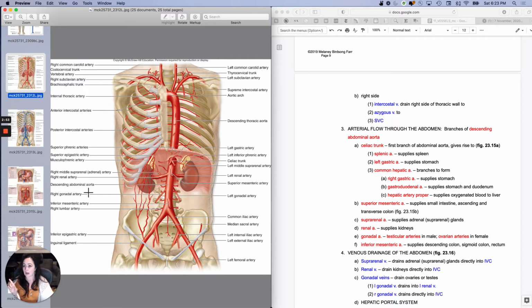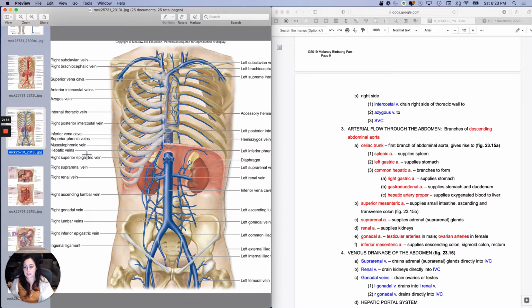Okay, and now venous drainage of the abdomen. The venous drainage of the abdomen is a little weird. It's not what you would expect it to be. There are some things that are kind of what you would expect. Left and right renal veins, okay, those are good. Those both dump directly into the inferior vena cava. The left and right suprarenal veins usually dump wherever the heck they want. They can dump into the inferior vena cava, but they also often dump into the renal veins. The right gonadal vein usually dumps into the inferior vena cava, but the left gonadal vein usually dumps into the renal vein, for reasons that just evolved that way.